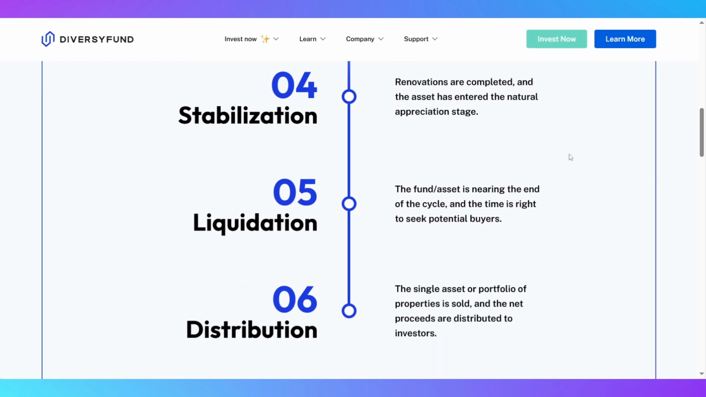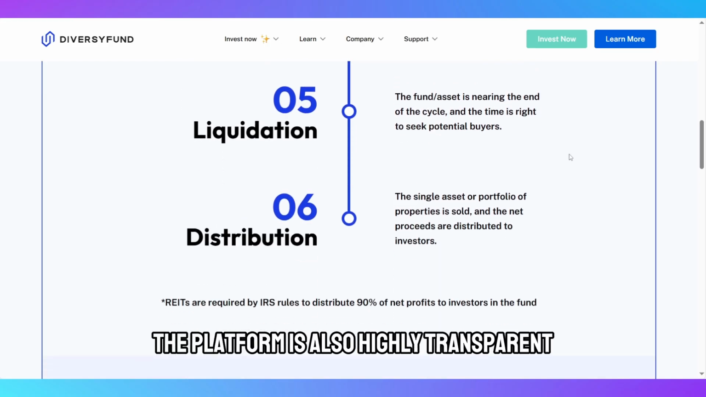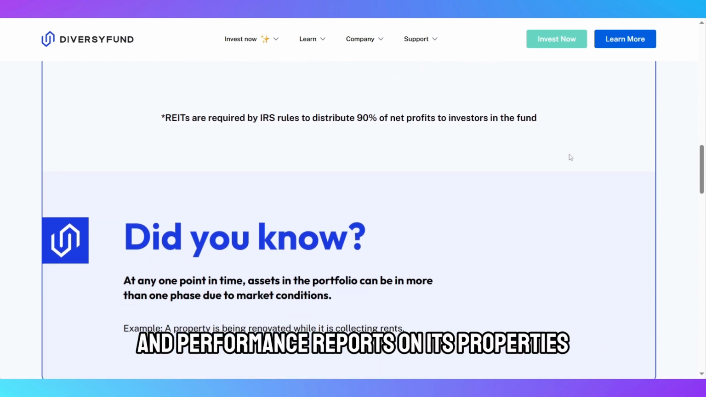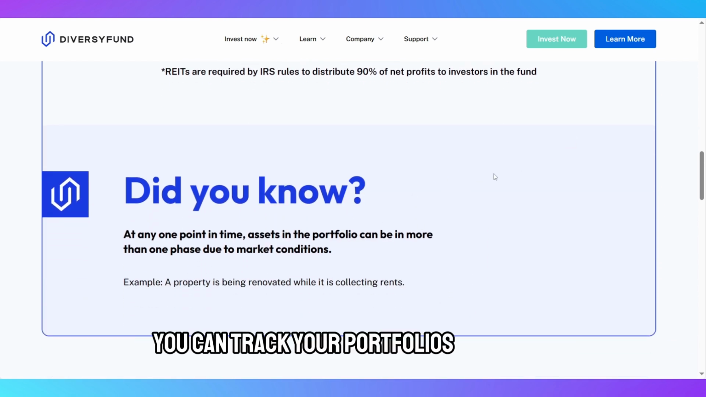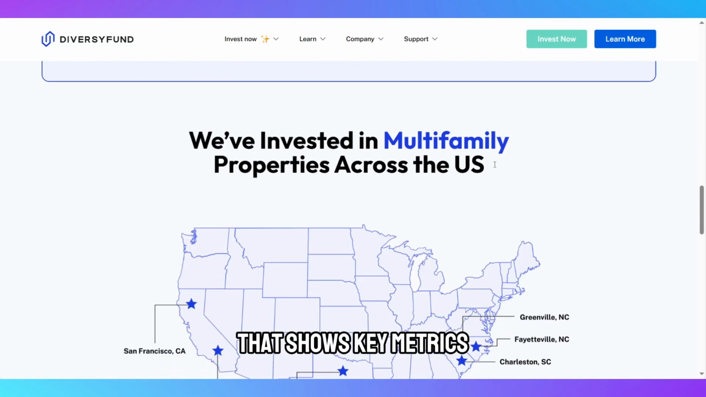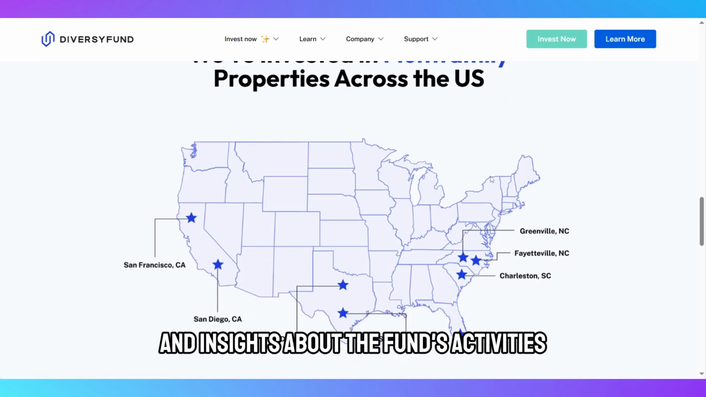The platform is also highly transparent, providing regular updates and performance reports on its properties. You can track your portfolio's progress through an intuitive dashboard that shows key metrics and insights about the fund's activities.